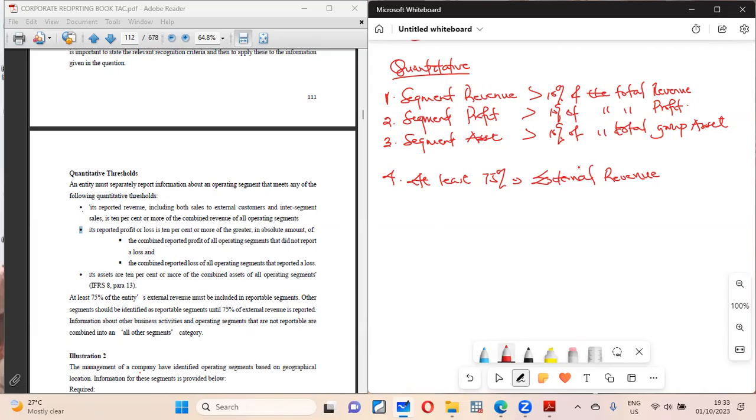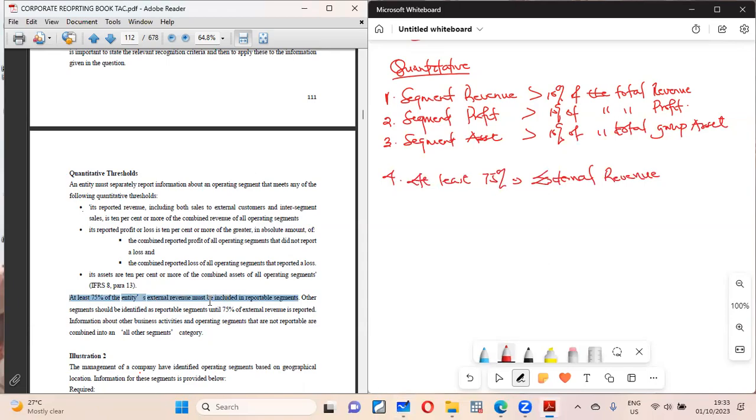to be disclosed. So what we are saying is that, first of all, check that it forms at least 75% of the external revenue of the entire group. So this is it. At least 75% of the entity's external revenue must be included in the reporting segments. Other segments should be identified as reporting segments until 75% of their revenue is also reported.